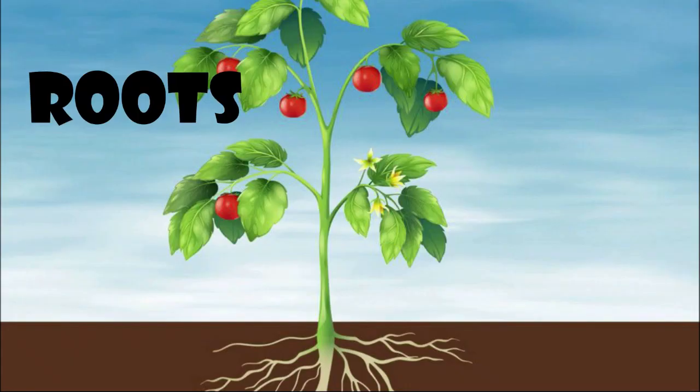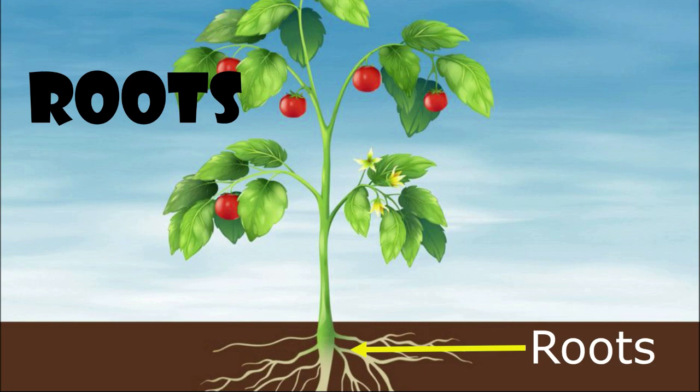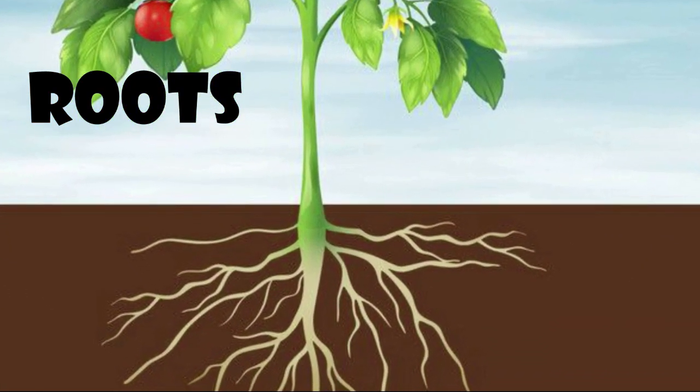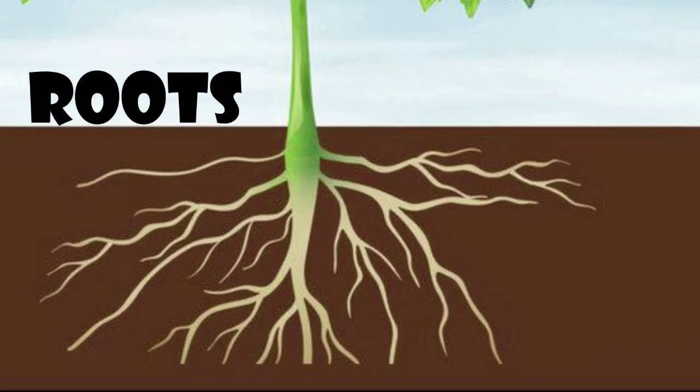Roots. This part of a plant is called the root of a plant. The roots are like straws that suck up water and nutrients from the soil, and anchor the plant in the ground so it doesn't blow away.